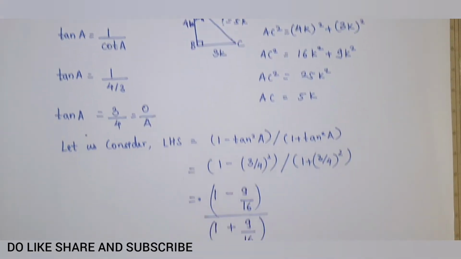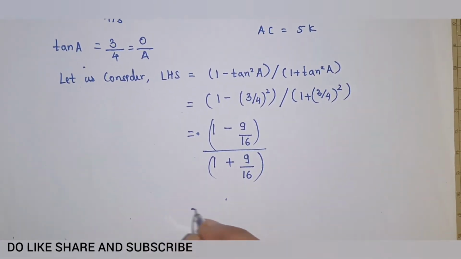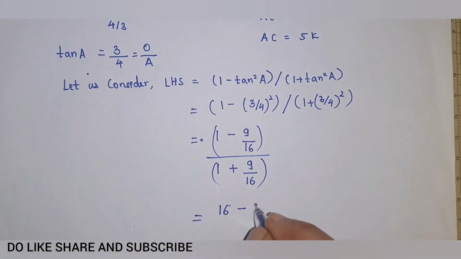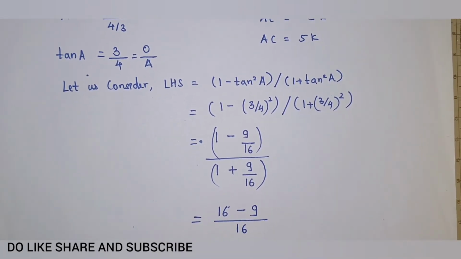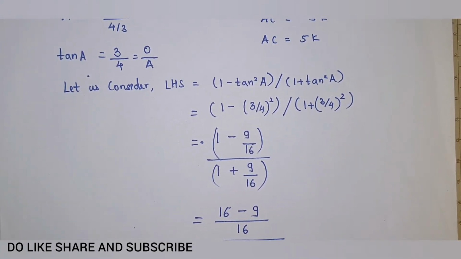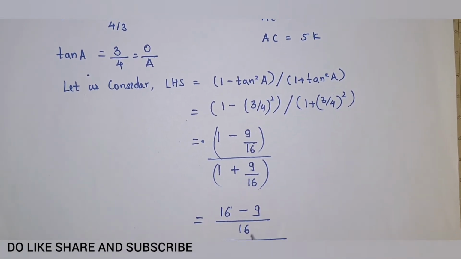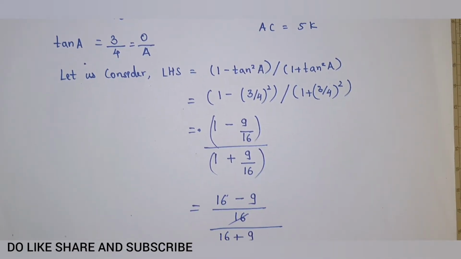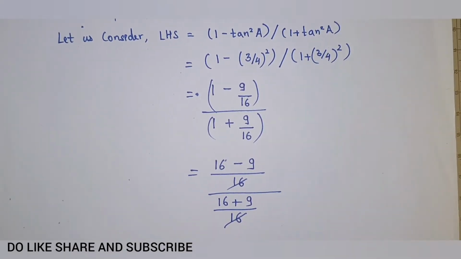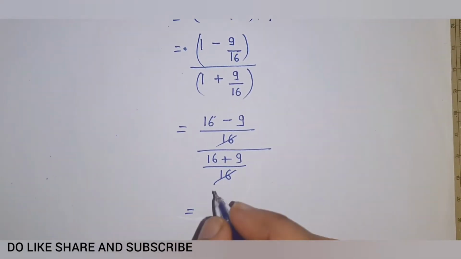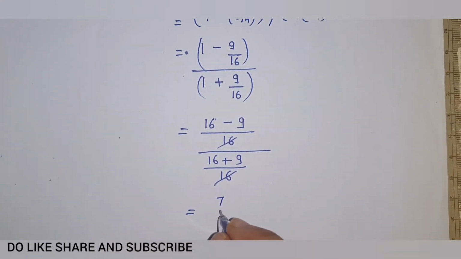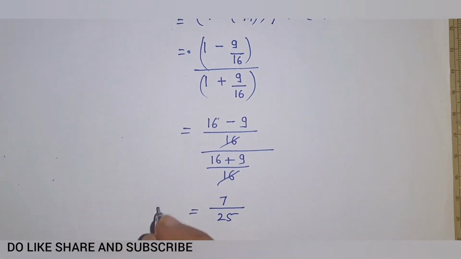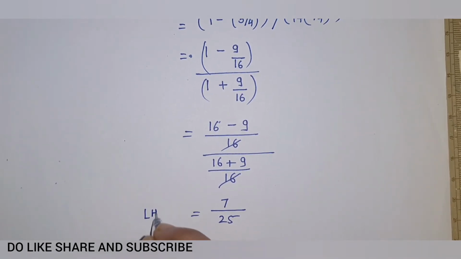Now we'll be getting here cross multiplying, 16 ones are 16 and 9 ones are 9, so 16 minus 9 divided by 16, completely divided by 16 plus 9 divided by 16. The 16 will get cancelled out and we'll be getting 16 minus 9, that is equal to 7, and divided by 16 plus 9, that is 25. Here is the value of LHS, 7 by 25.